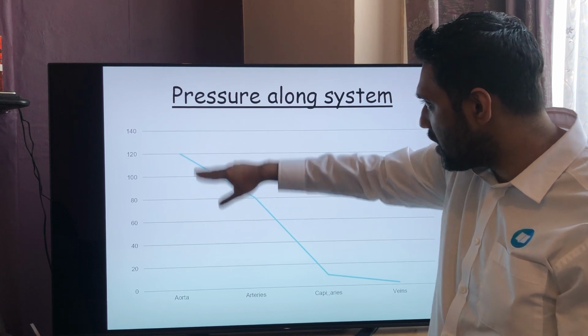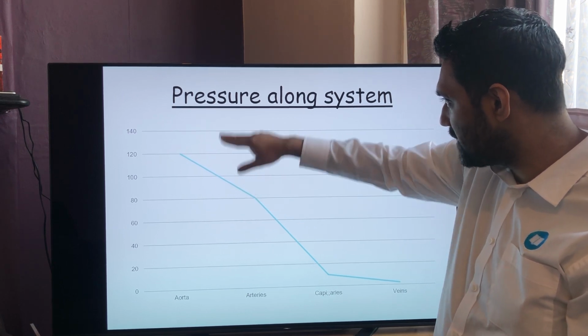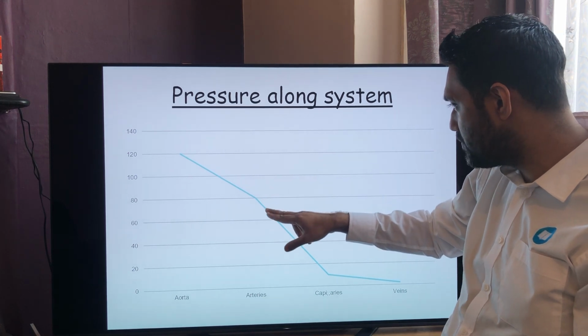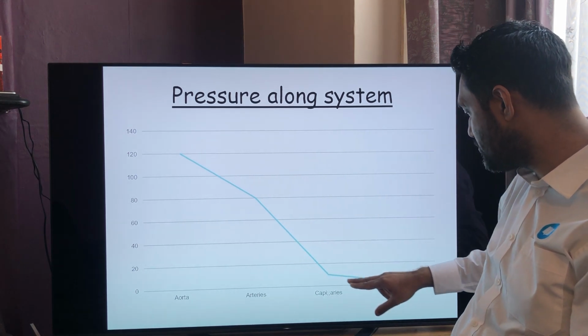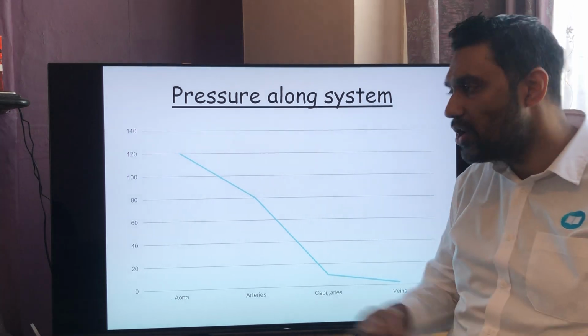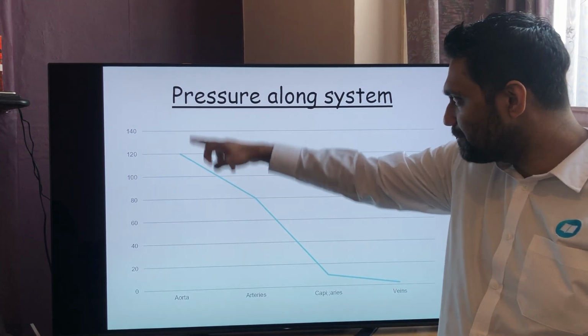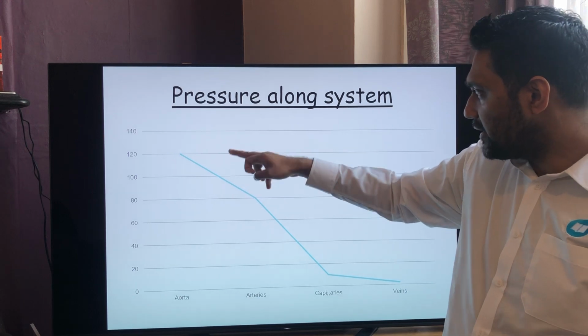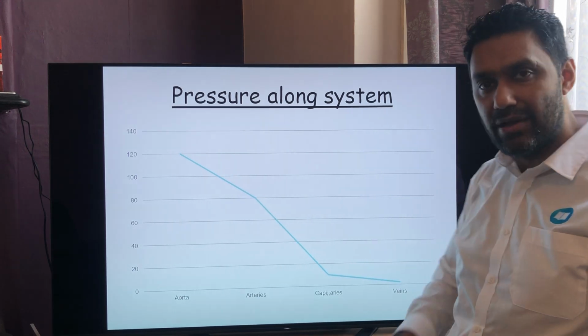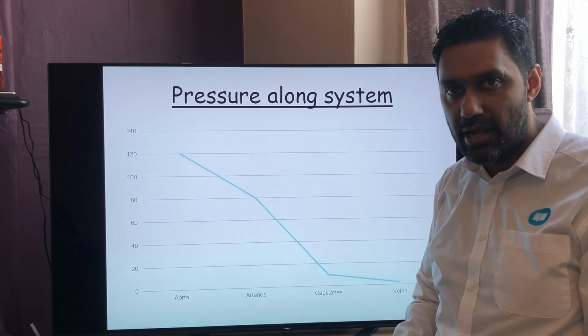So you get this 120, 80 like this. And then as you go further down the arteries, it becomes a smooth line and it carries on like that towards zero. So my question to you is this: why is it jagged here, and then suddenly it becomes smooth as it comes down this graph? Have a think.